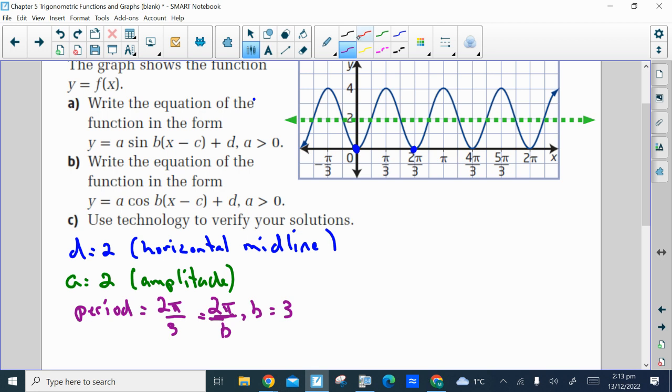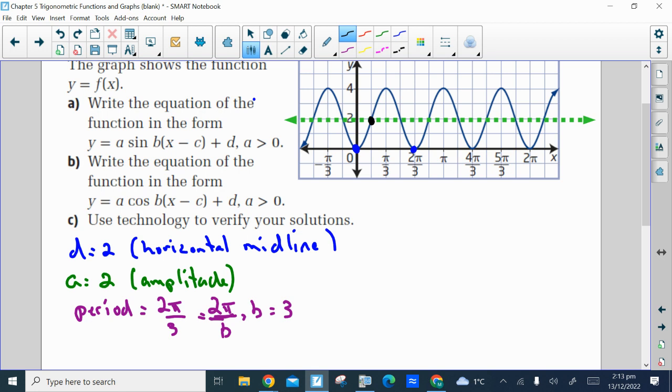The last thing we need to do is get our C value. And C is our phase shift, right? Has the graph shifted left or right? And because we're writing the equation of a sine function here, sine always starts in the middle, heading upwards. So on this graph, that would be right there. It is 1 unit to the right of the y-axis.